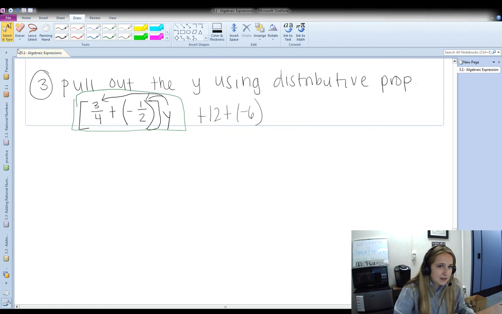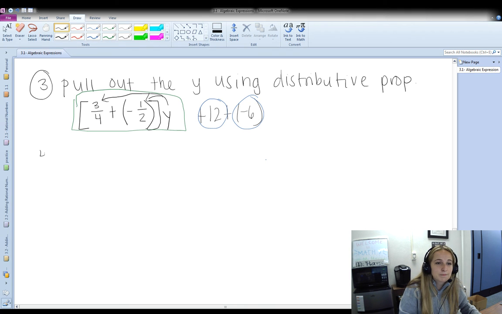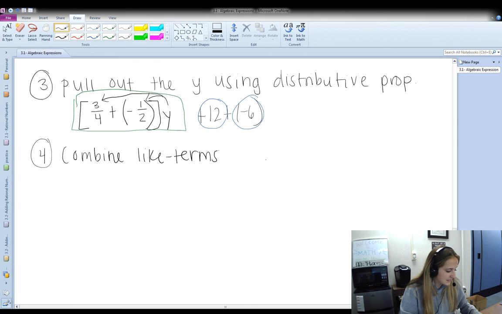All right. So keep scrolling down. The next thing we're going to do is, and don't forget, our constants are also like terms, 12 and negative 6. So now our 4th step is going to be to combine like terms, okay? So combine like terms. So what that means is we need to add those two fractions together. So I'm going to write this very clear so we know what we're doing. 3 over 4 plus negative 1/2.